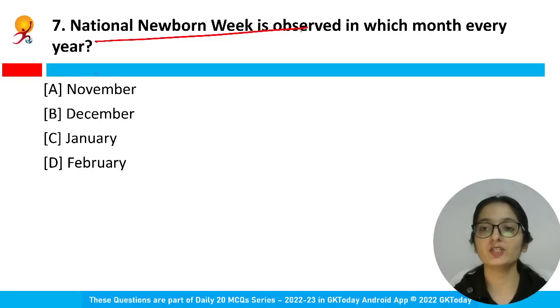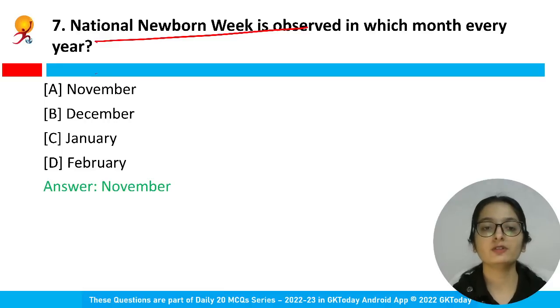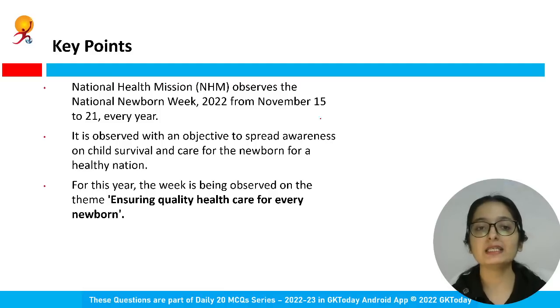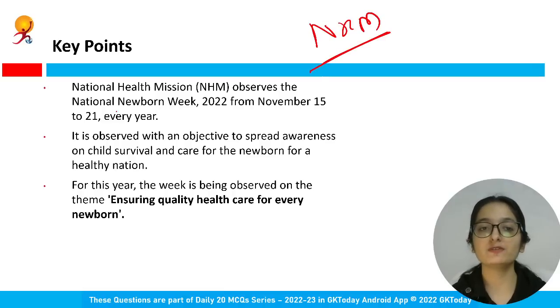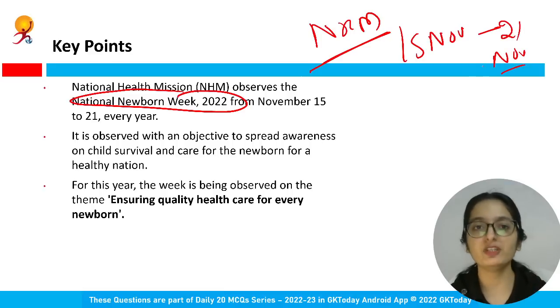National Newborn Week. It is observed in which month every year? It is observed in the month of November. Option A is the correct answer. So basically, National Health Mission observes National Newborn Week 2022 from 15th November to 21st November every year.